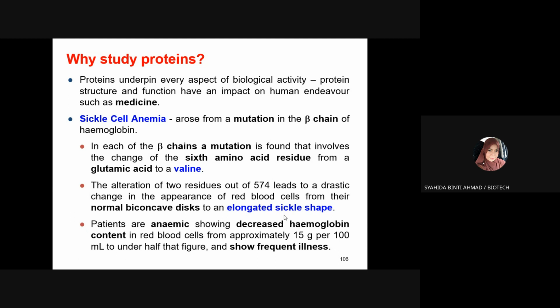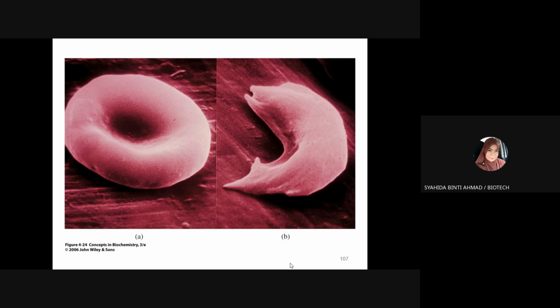sickle shape. So patients who have sickle cell will be anemic and have decreased hemoglobin content. They usually show frequent illness. This is how the sickle cell red blood cell looks under the microscope.